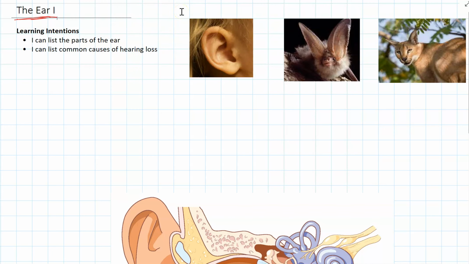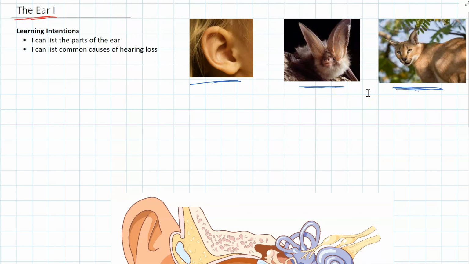Alright, so here's a whole lot of different ears. We've got humans, we've got a bat with its humongous ears, and then we've got some kind of big cat here. I think it's a panther. And you can see, particularly in mammals, we've got a really big external ear. So the part that's outside of the head. But other animals like reptiles and birds, they've still got ears, but they're inside their head and they don't have that big external ear. But they've all evolved to work for that animal.